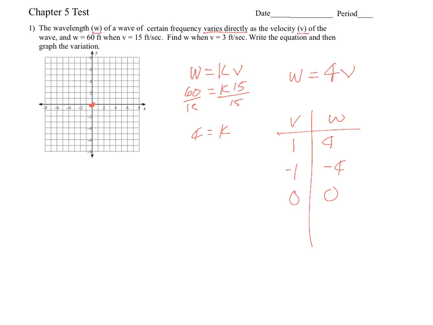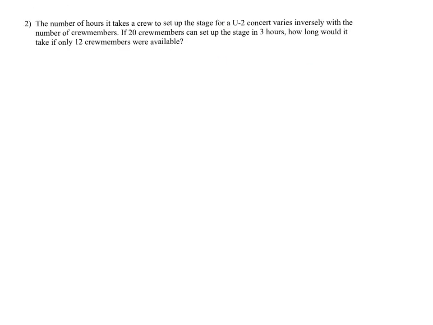When v equals 1, W is 4, and when v is negative 1, W is negative 4. We get our graph like that. Direct variation is going to graph as a line through the origin. Okay? One down.